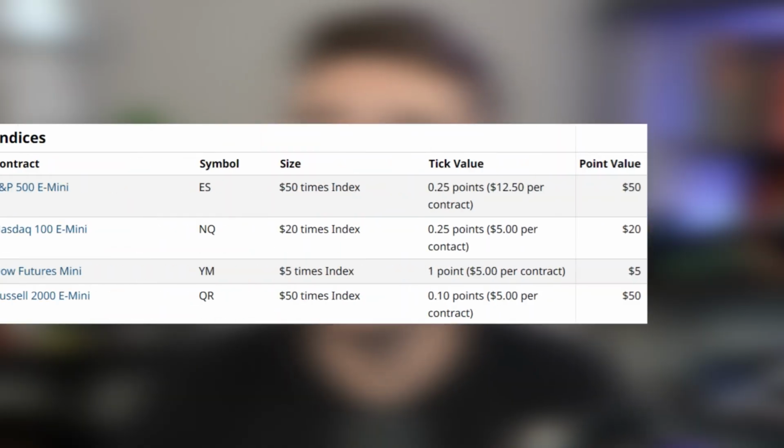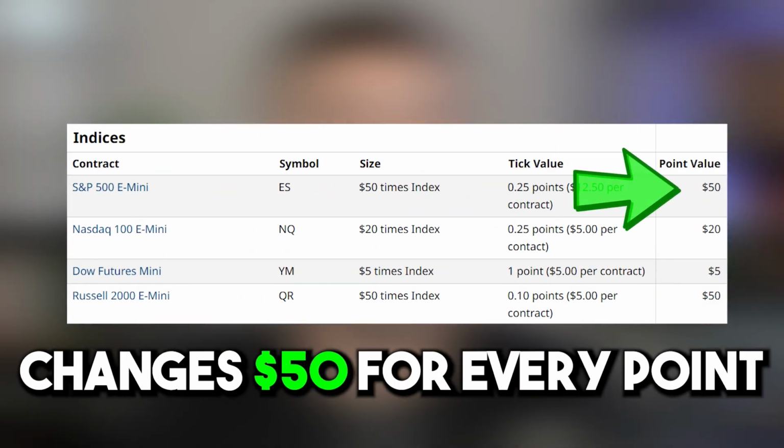For example, the S&P 500 futures contract changes $50 for every point. So if it was trading at 4,500 and you go long and then it goes up to 4,501, you didn't make $1, you actually made $50. But you could also understand how if it goes against you, it could go against you pretty quickly.